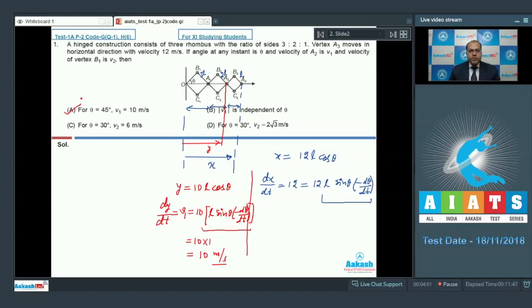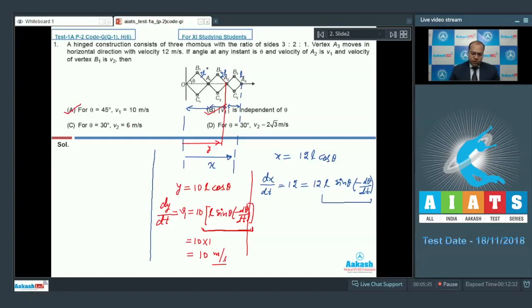Now let's check option B. Modulus of v1 is independent of theta. Since we have seen this quantity is a constant number, it is independent of theta. So option B is also correct. Let's check the validity of option C and D. In option C, it is given that for theta equal to 30 degree, v2 is equal to 6 meter per second. So let's analyze the situation.